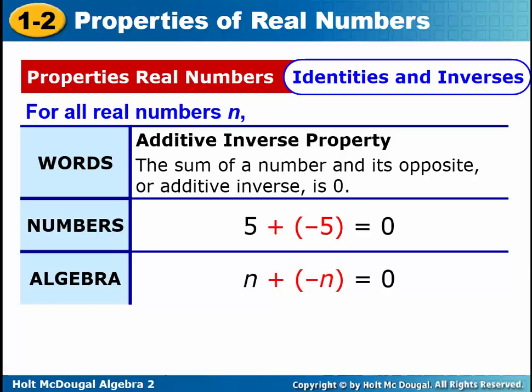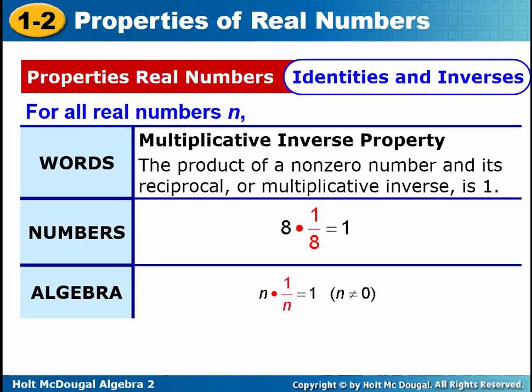For inverses, the sum of a number and its opposite, or additive inverse, is 0. So if you add a number plus its opposite, you'll get 0. Like 5 plus negative 5, you get 0. Or negative 5 plus 5, you would get 0. The multiplicative inverse is that you can multiply a non-zero number and its reciprocal, which is its multiplicative inverse, and you'll get 1. So 8 times 1 over 8 is 1, or 1 over 8 times 8 would be 1. Take the inverse and multiply it by the original, and you will get 1.